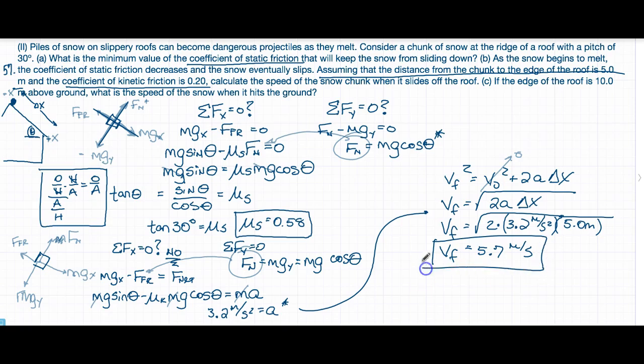The last problem then says, okay, so let's say it gets to the edge of the roof, which is 10 meters above the ground. What is the speed of the snow when it hits the ground? So tricky problem. I'm going to go ahead and move on to another page in order to solve this last part.